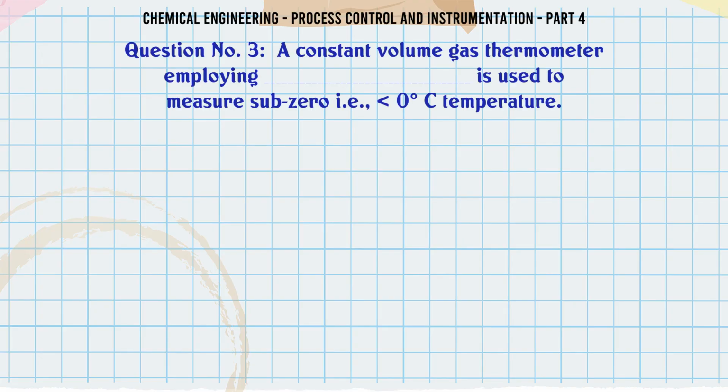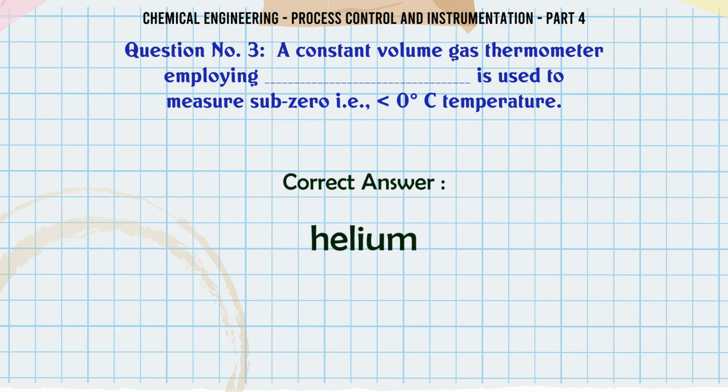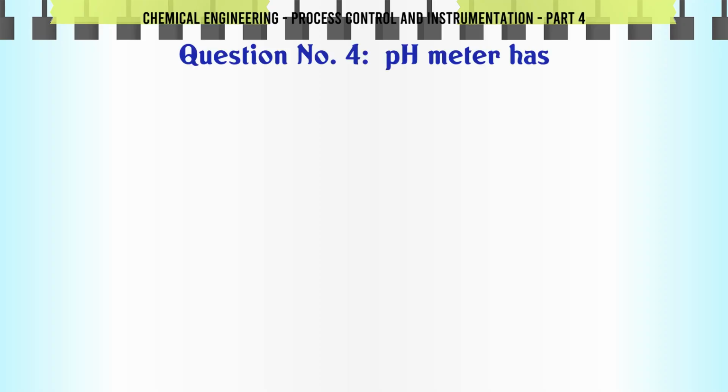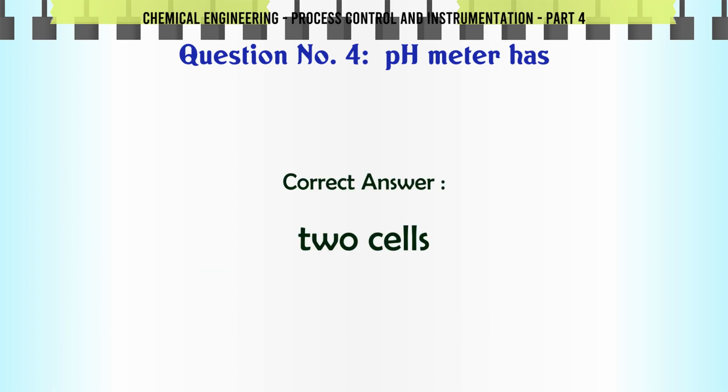A constant volume gas thermometer employing ___ is used to measure sub-zero, i.e. below 0 C, temperature. A. Helium. B. Hydrogen. C. Nitrogen. D. None of these. The correct answer is helium. A pH meter has A. 1 cell. B. 2 cells. C. 3 cells. D. No cell. The correct answer is 2 cells.